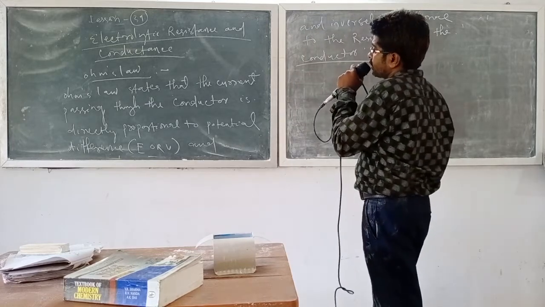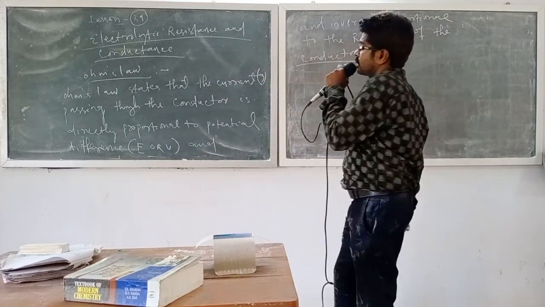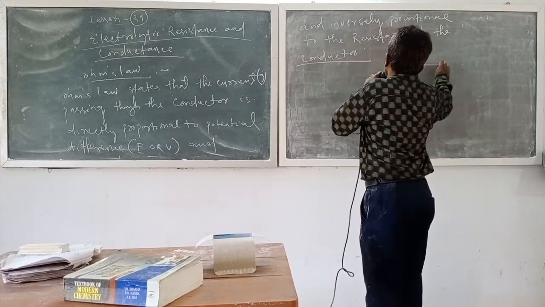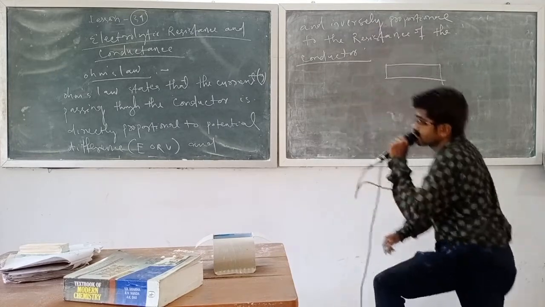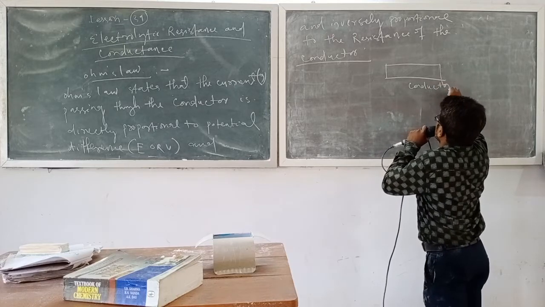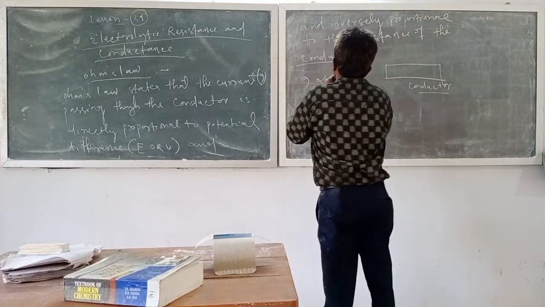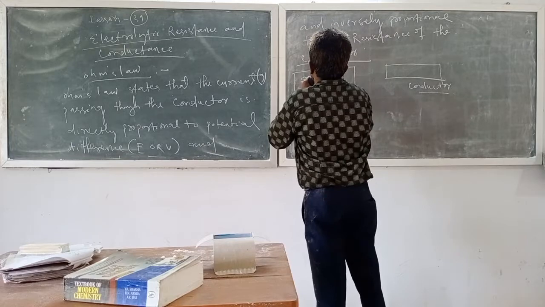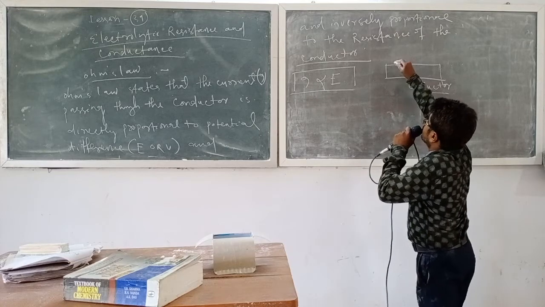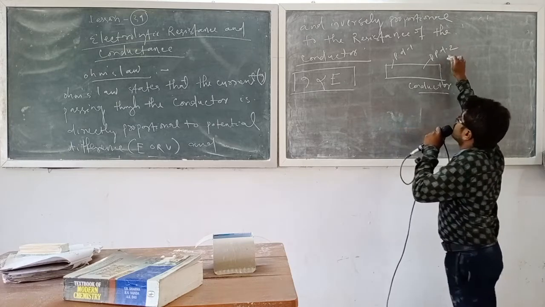Okay, so Ohm's law says that the current I passing through the conductor. Suppose this is a conductor. Current I is directly proportional to the potential difference of the conductor. That means suppose here potential PD equal to 1, here PD equal to 2, potential difference, energy difference.